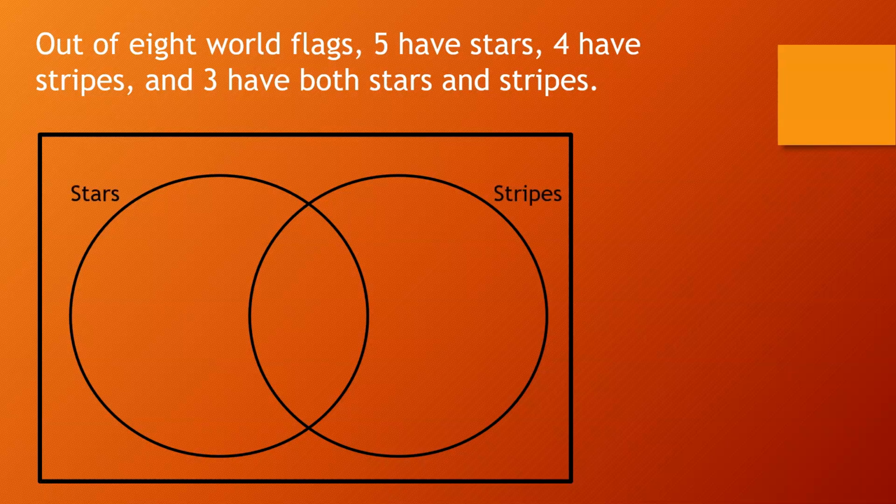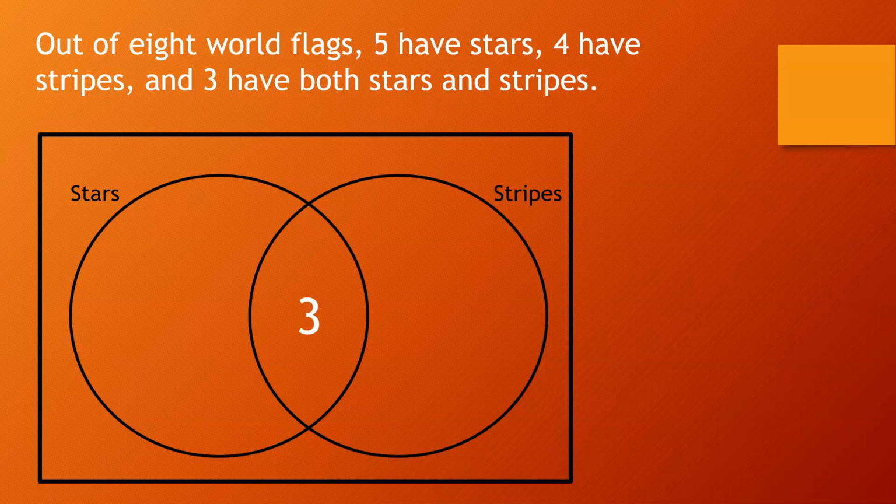So once again, one of our circles is stars, the other is stripes. And let's start by looking at the most specific information that talks about the most circles overlapping. So that would be the part of the diagram where we have both stars and stripes. So that's the intersection of those 2 circles, which has 3 flags in it. So the 3 represents cardinality.